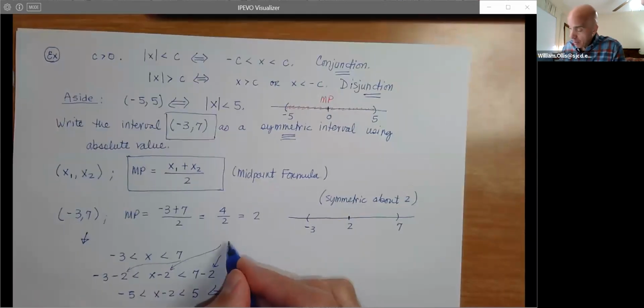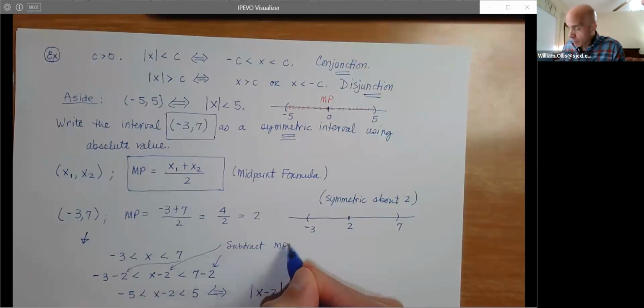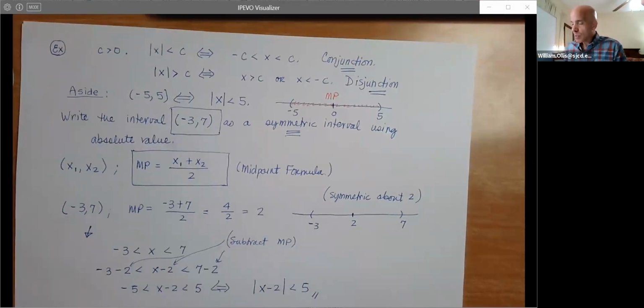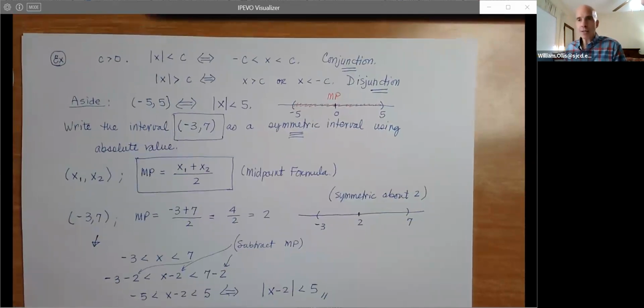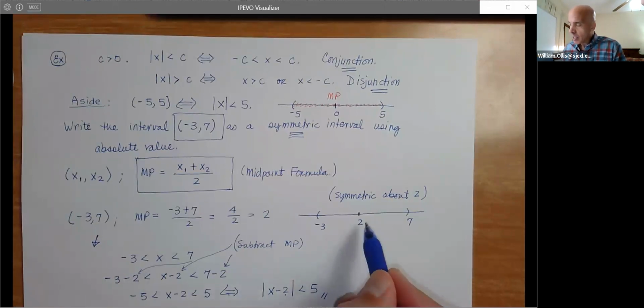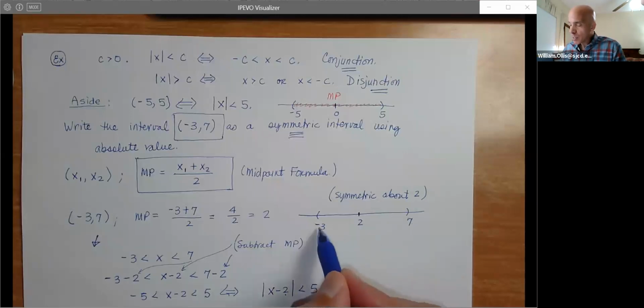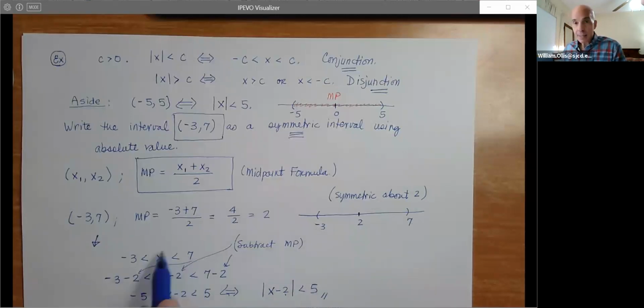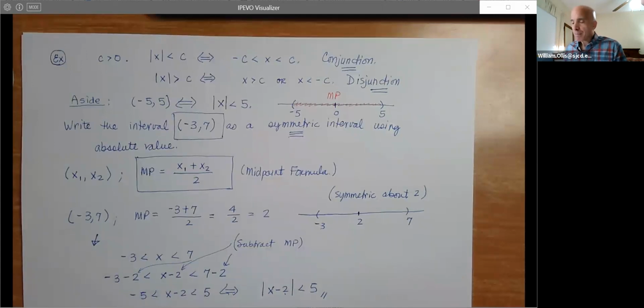So subtract the midpoint. Now, of course, if the signs change, things change. That's fine. That's okay. Just look at this as a way to actually do this problem without having to guess. That is, this will at least clue you into the fact that you can go to the number line and put in a 2 and go 5 units this way and 5 units that way, and then that gives you precisely this. So this is new.